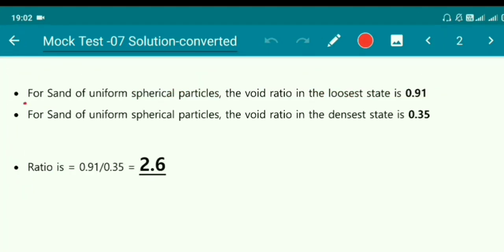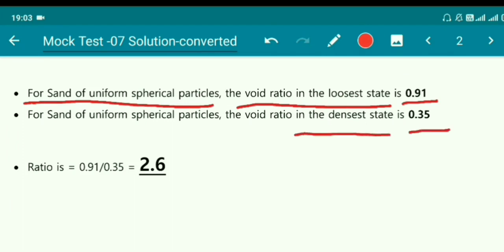For sand of uniform spherical particles, the void ratio in the loosest state is 0.91 and in case of the densest state it is 0.35. If we take the ratio, the value will come to 2.6. That's why the answer is 2.6.